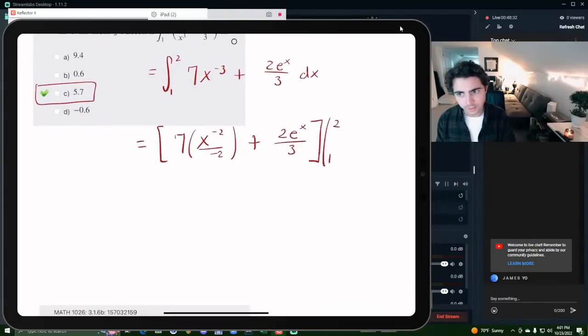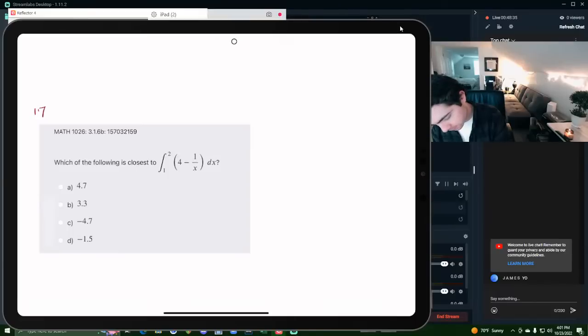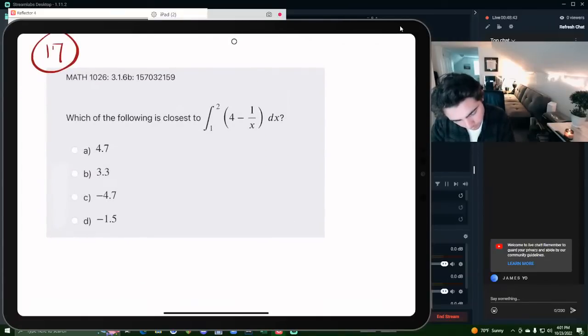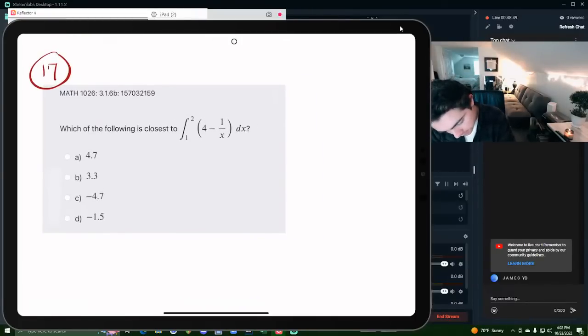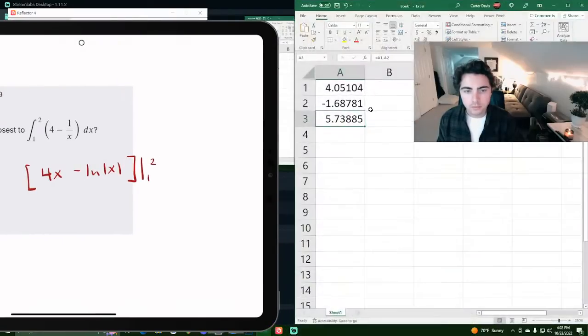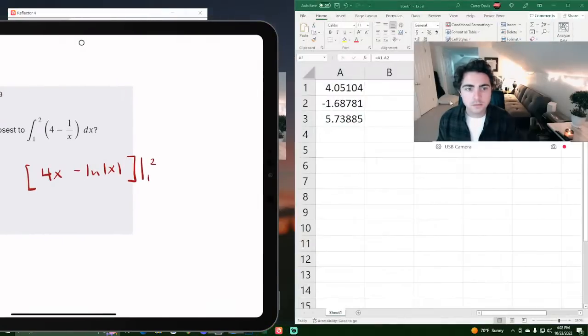That was number 16. Now this is number 17. Which of the following is closest to the definite integral from 1 to 2, 4 minus 1 over x? All right, much easier example of what we have been doing. Let's evaluate. Antiderivative of 4 is 4x. Antiderivative of 1 over x is ln of x. Evaluating this from 1 to 2. Use Excel one more time, maybe a couple more times, depending on whatever other problems we have next.